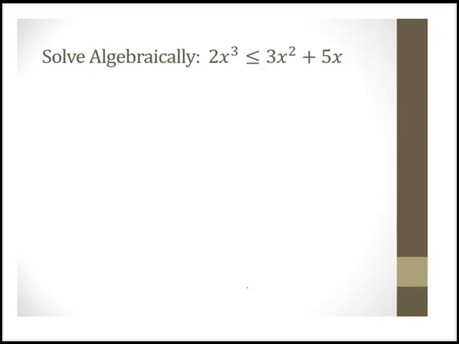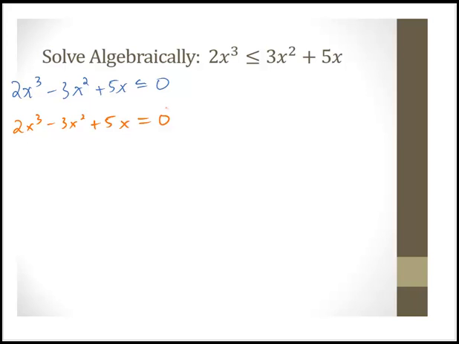Solve algebraically 2x cubed is less than or equal to 3x squared plus 5x. So the first thing I'm going to do is compare this to 0. So I would rewrite this as 2x cubed minus 3x squared minus 5x is less than or equal to 0. Now I'm going to solve the related equation 2x cubed minus 3x squared minus 5x equals 0. I know how to solve this equation.